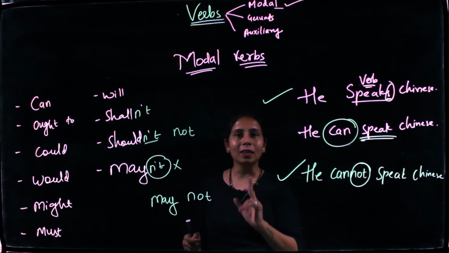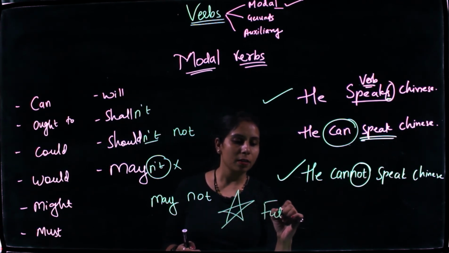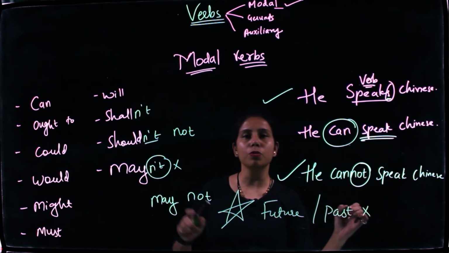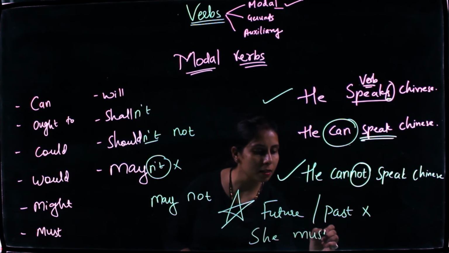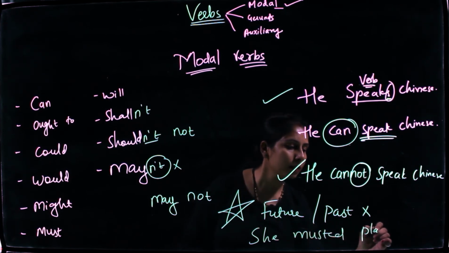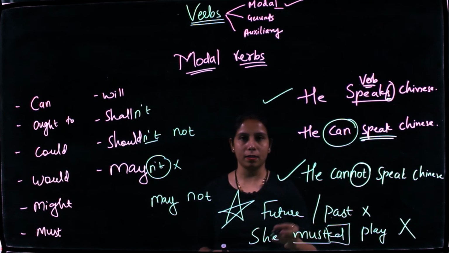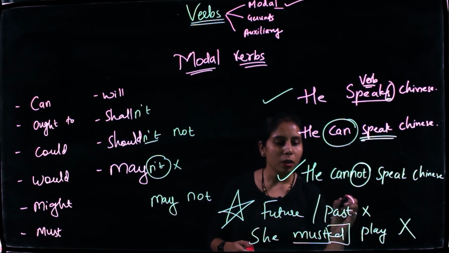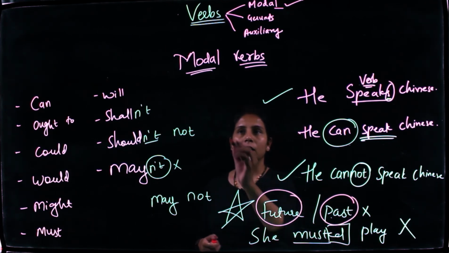Okay, but one thing you need to be careful for, that in future tense or in past tense, you cannot use these modal verbs. You can't say she musted play. This is an incorrect sentence. You can't say it in the past. That's the effect of modal verb. You need to be careful for that in the past and future. You would not be using the modal verb.